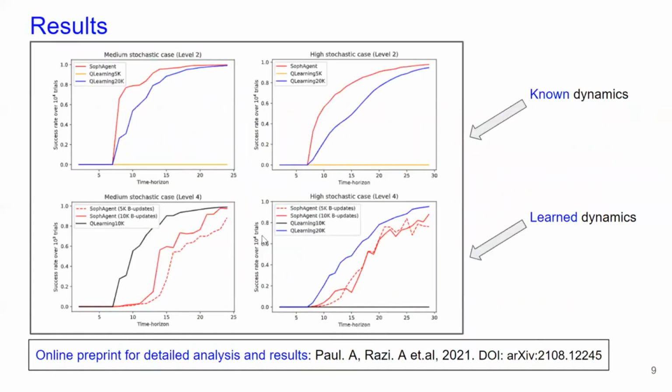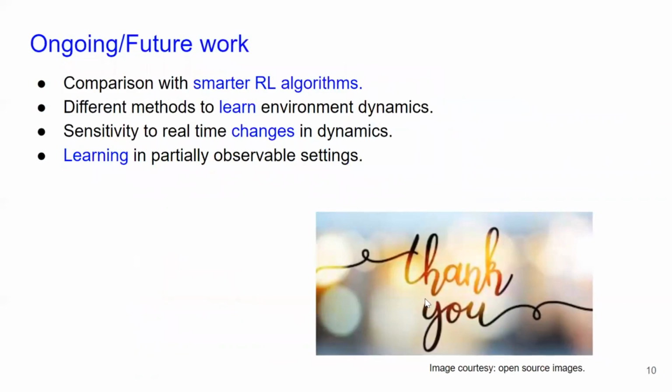Our results demonstrate that active inference performs really well when compared to popular control algorithms like Q-learning, which comes from the reinforcement learning architecture. For more analysis and results, kindly refer to our preprint that is available online. Currently, we are trying to compare this method with smarter reinforcement learning algorithms, and also trying to enable learning in partially observable settings, etc. Thank you so much for listening.